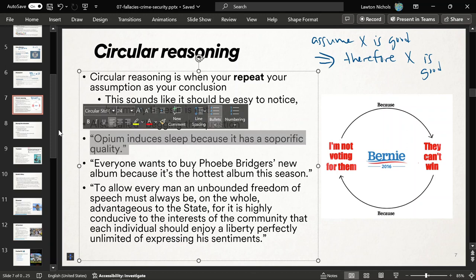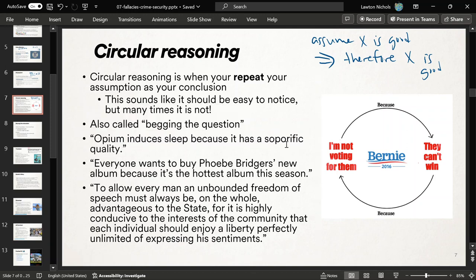Opium induces sleep because it has a soporific quality. I think that's how you pronounce that. I'm going to look that up real quick. Soporific. It is soporific. Yeah. All right. Has a soporific quality. Soporific just means it puts you to sleep. Right? The sentence is saying nothing.